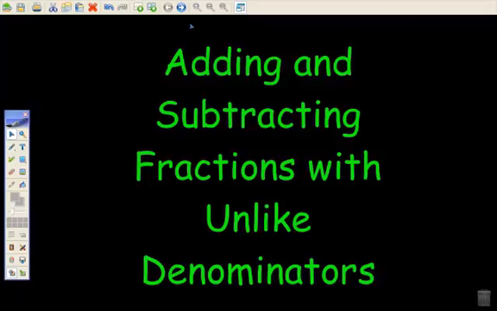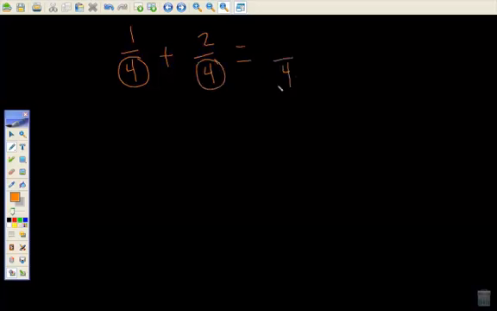In this video, we're going to talk about adding and subtracting fractions with unlike denominators. In the past, you have learned how to add and subtract fractions when the denominators were the same. So an example might have been 1/4 plus 2/4. And in order to have done this, you looked at the denominators. They were the same, so the denominators stayed the same in the answer. And then 1 plus 2 was 3.